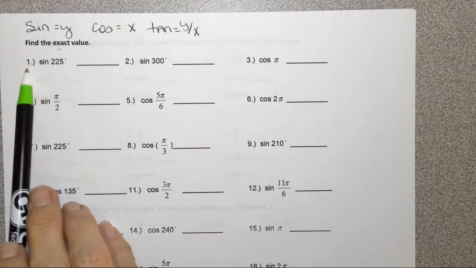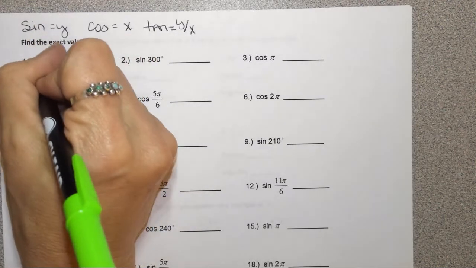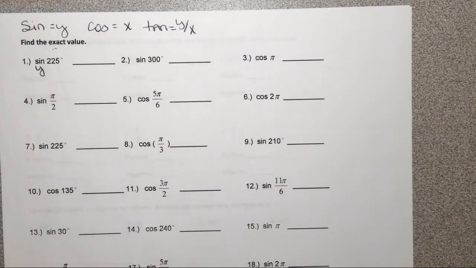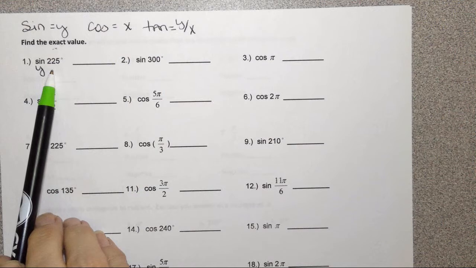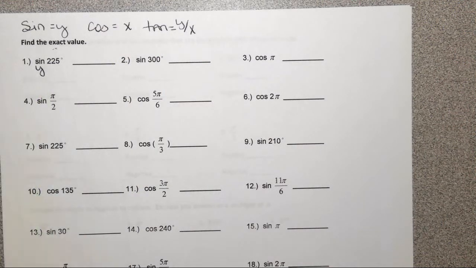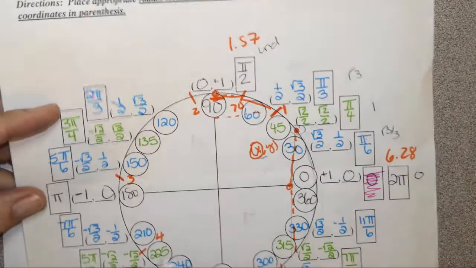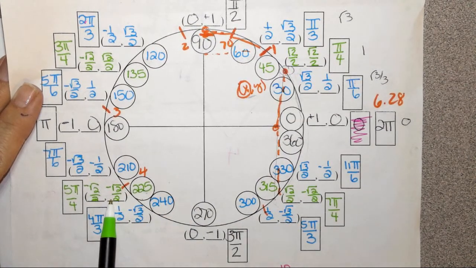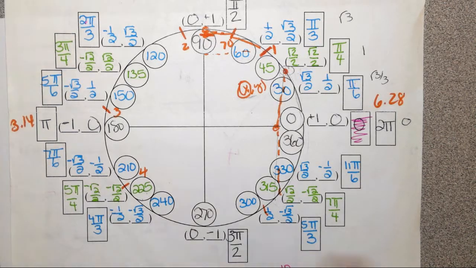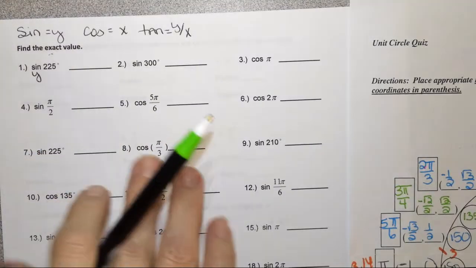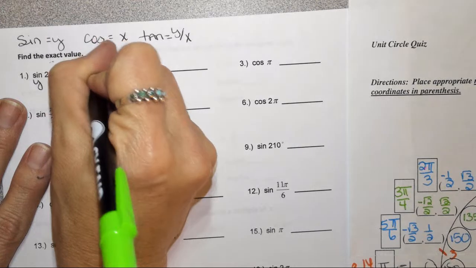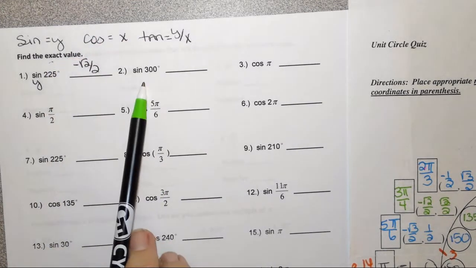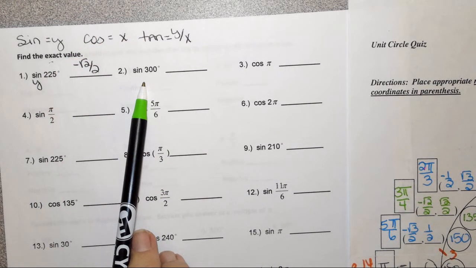So the first one says sine of 225 degrees. They want to know what is y at 225 degrees. So you're going to go look at your unit circle. You're going to find 225 degrees, and you're going to tell me what your y is right here. So here's 225 degrees down here. And my y value at 225 degrees is negative root 2 over 2. And that's all you had to do. Negative root 2 over 2. Sine of 300 is going to work the same way, so I'll let you try that in just a second.